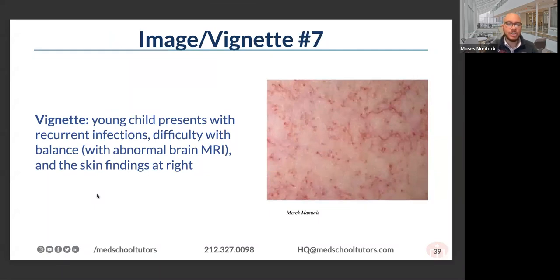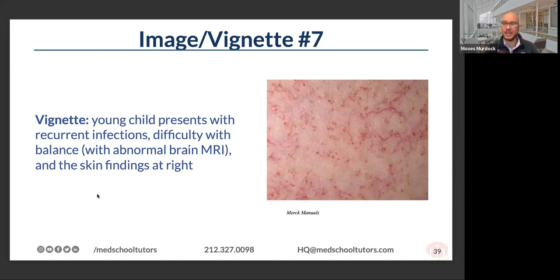So we have a young child who presents with recurrent infections. Surprise, surprise, it's an immunodeficiency. This is something that's a little bit unique. There's difficulty with balance, and there's an abnormality that's found on brain MRI. I'm not telling you exactly what that abnormality is, but just know there's an abnormal MRI and there's difficulty with balance. And we have the skin findings at right. So it's a little bit zoomed in, but this is a micrograph of the skin, a picture of the skin.